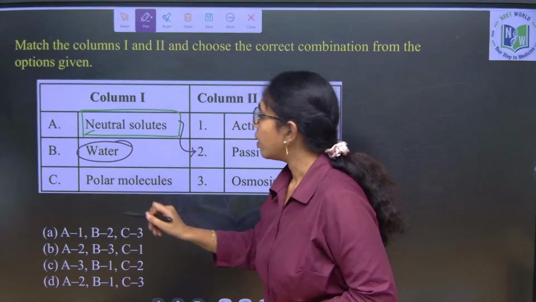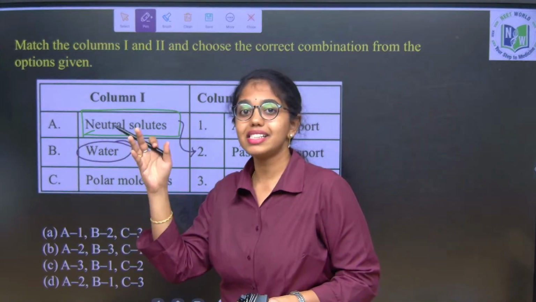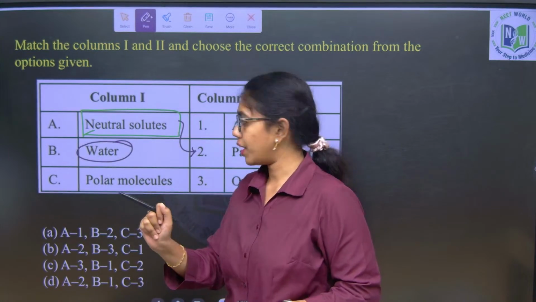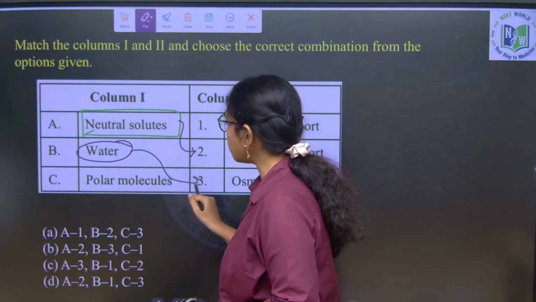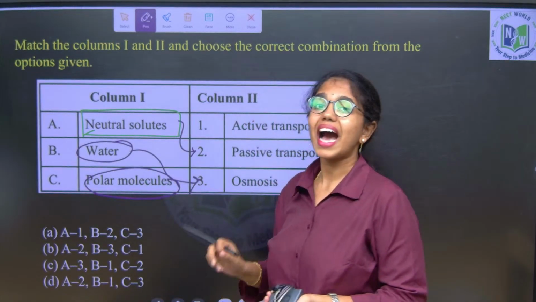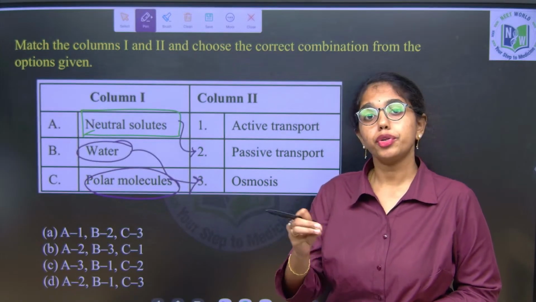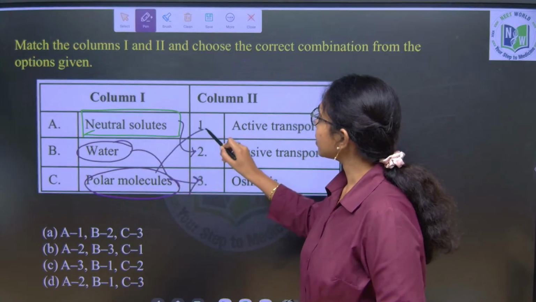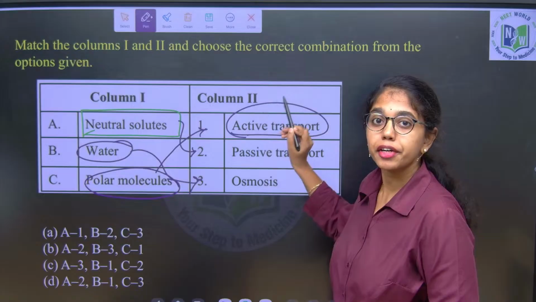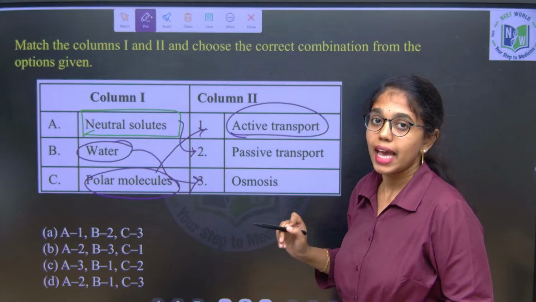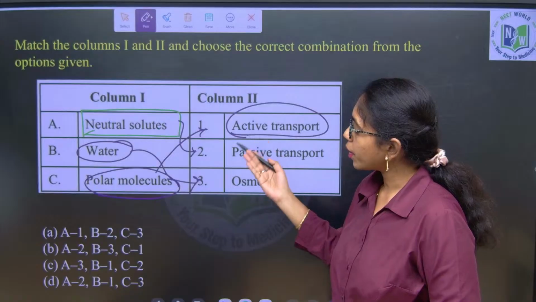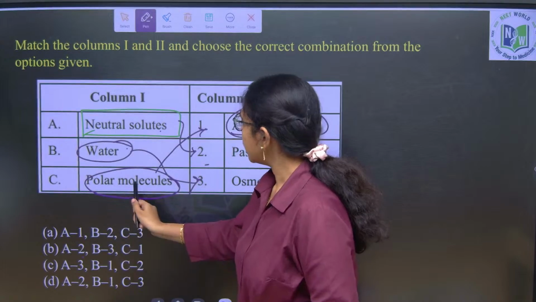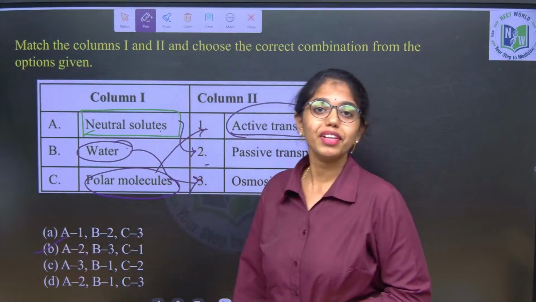Next, water is transferred across the cells through the semi-permeable membrane from high concentration to low concentration of water, that is through osmosis. Next, polar molecules require energy either through primary active transport or secondary active transport. So polar molecules are transferred through active transport. It requires the energy ATP. So here if you have to look into the options beta, A is 2 and B is 3, C will be option 1, option B will be the correct answer.